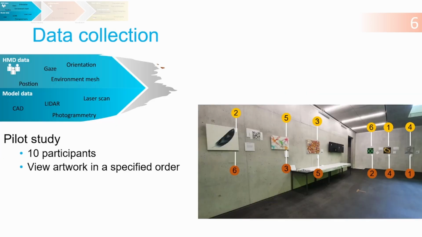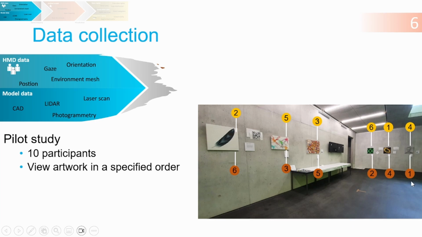In our work, we collected the data within a small-scale pilot study with 10 participants. The task of the participants was to view an artwork collection in a specified order. We defined 2 different orderings and assigned 1 order to each participant. In the end, we had 4 participants following this order, while the other 6 participants followed this order.